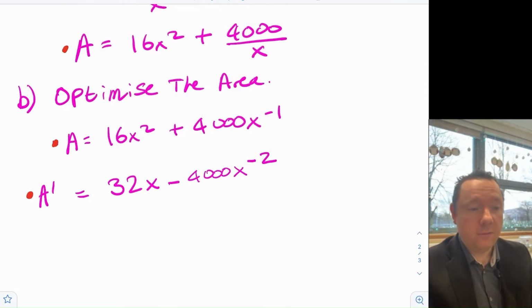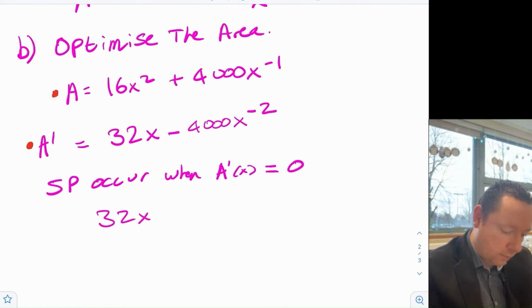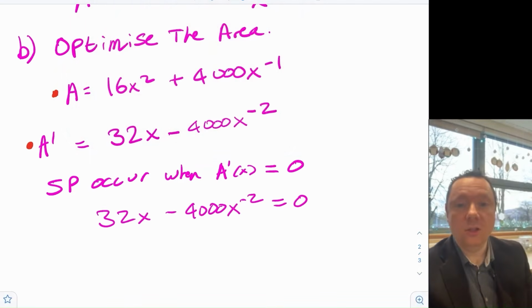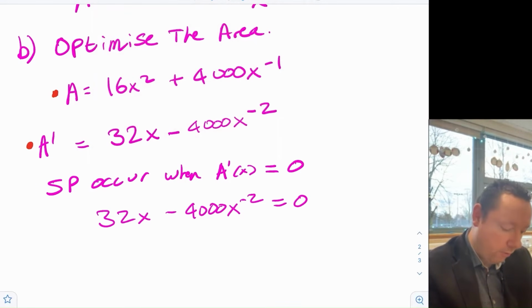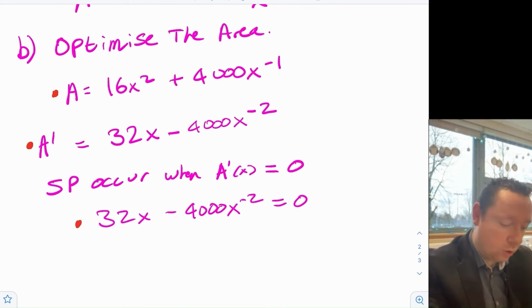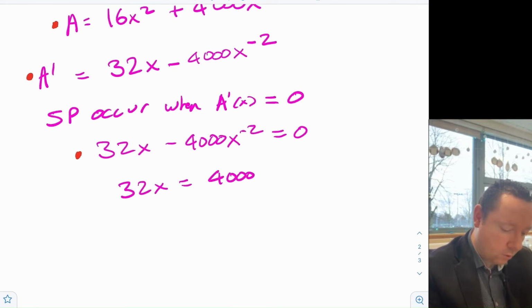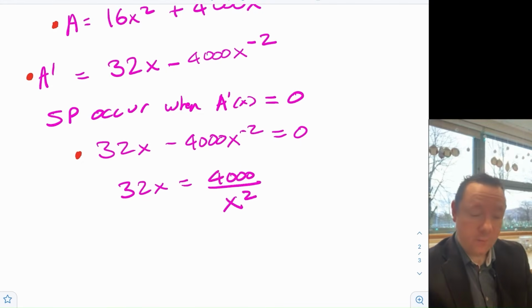Now, we fix that by making it equal to 0, because we're optimizing. So remember, stationary points occur when A dash of x equals 0. So we can say 32x minus 4000 x to the minus 2 equals 0. For realizing we had to do that and find stationary points, we get another mark. And then we need to solve it. We'll get another mark in a moment for solving it, but I'll show you all the working you need. So we've got 32x equals 4000 over x squared, x to the minus 2.